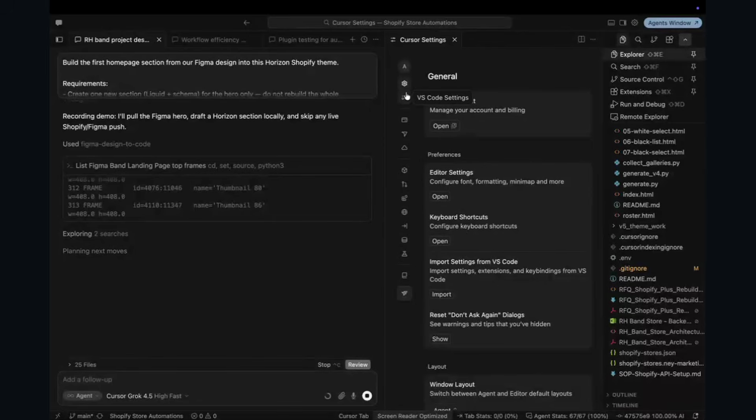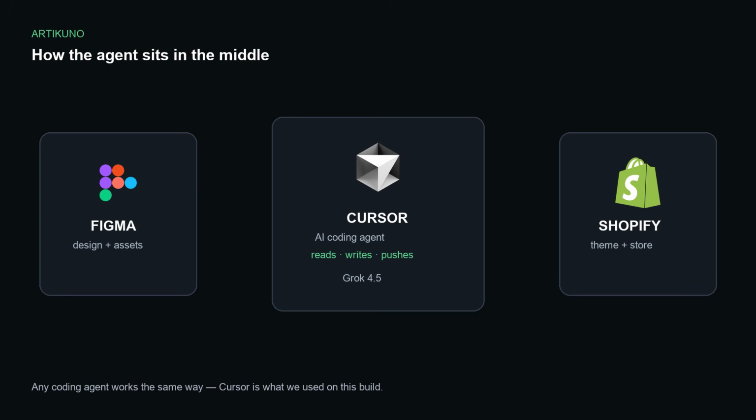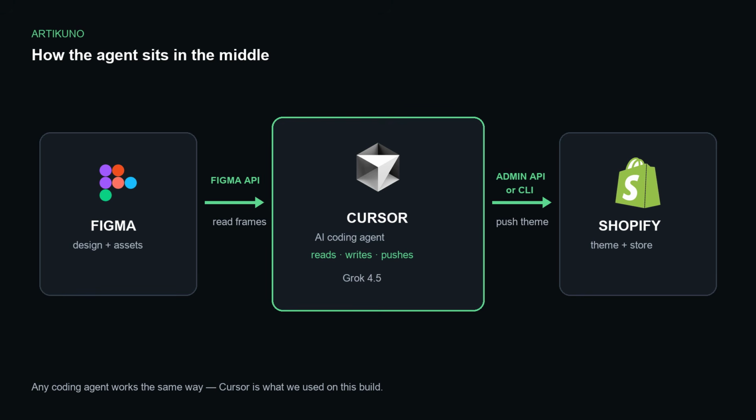Here's the mental model. Figma on one side, Shopify on the other, Cursor in the middle. The agent reads the design through the Figma API, writes theme files, and pushes them through Shopify. Secrets, tokens, client IDs, live in a local env file. Not in Slack, not in the prompt.